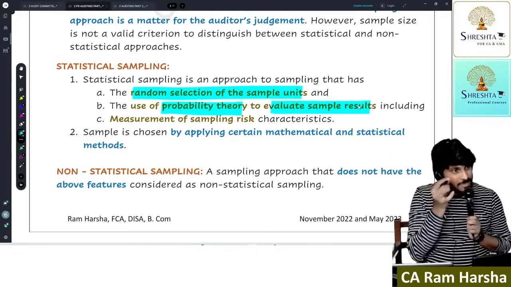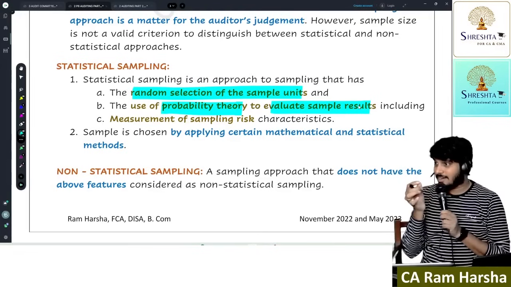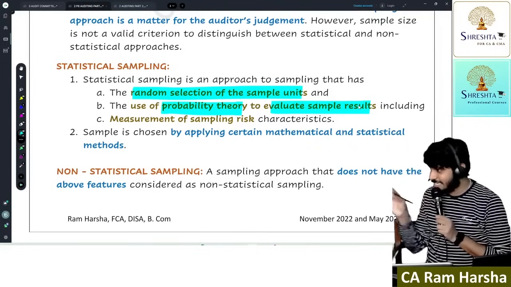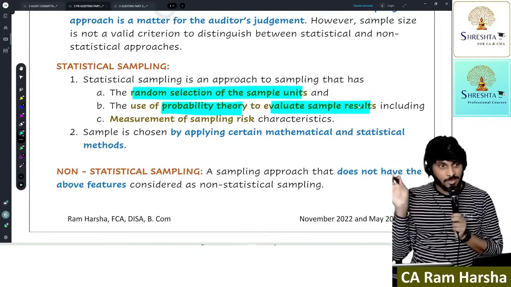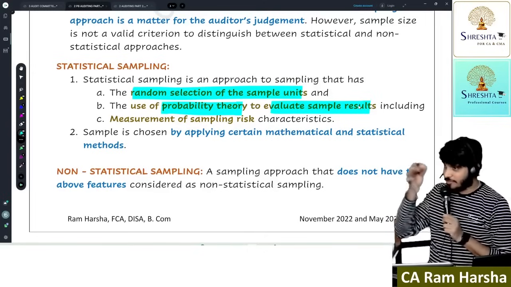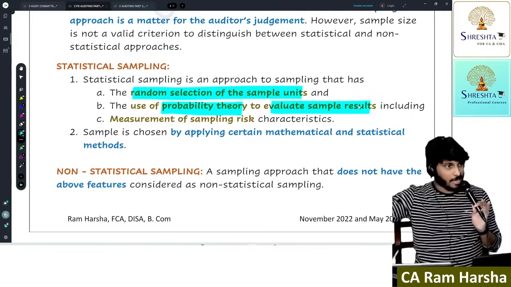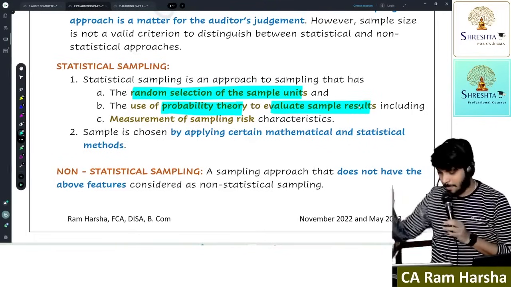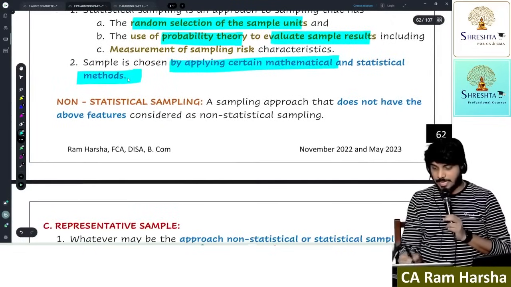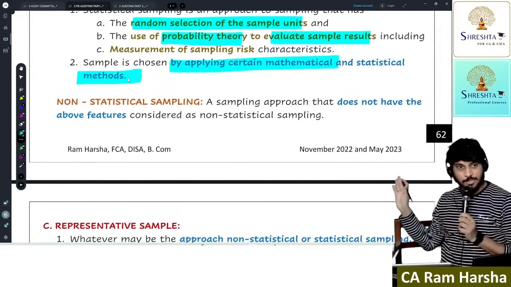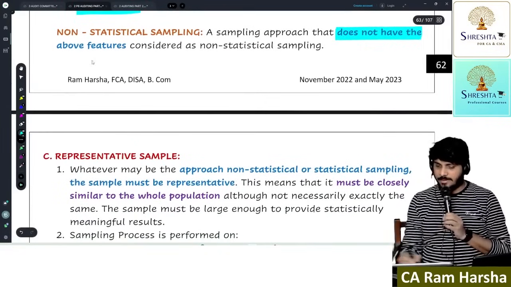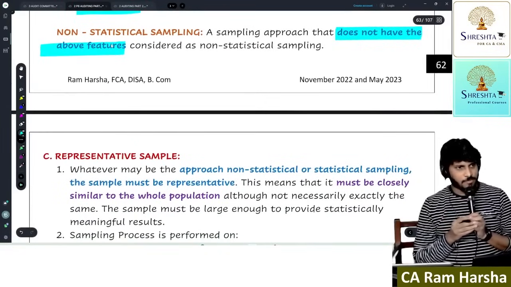Whenever you discover a mistake in a sample, first you should assess the nature and characteristics of the mistake. Is it an anomaly or is it a non-anomaly? You need to first understand that and accordingly apply. Now, the sample is chosen by applying some mathematical and statistical methods. I use random tables, no? Yes. What is non-statistical? Which does not have the above features.